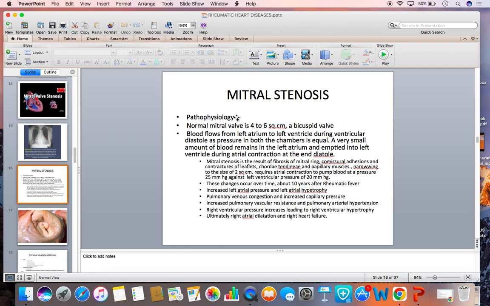And when there is enlargement of the left atrium, there is a risk of developing atrial fibrillation, atrial thrombosis, and leading on to embolic manifestations. So, once symptoms set in, there is early onset of left heart failure, that is followed by right heart failure and congestive heart failure.